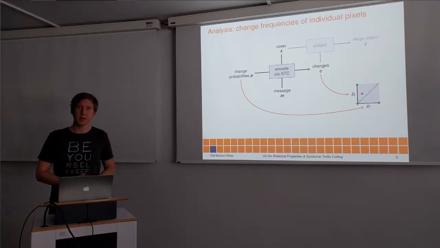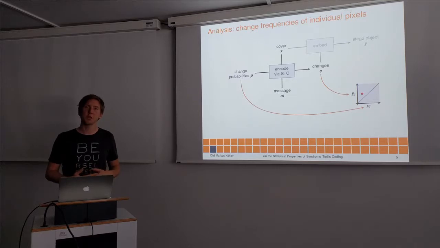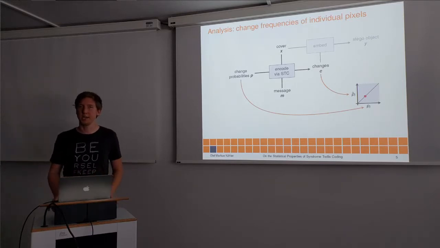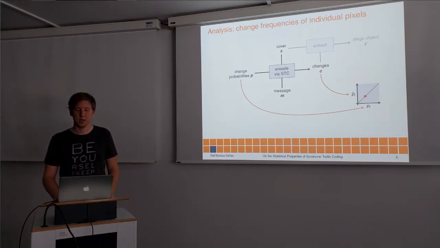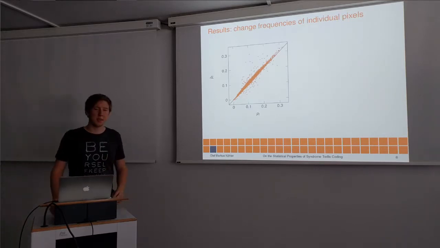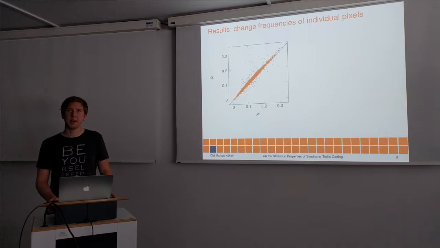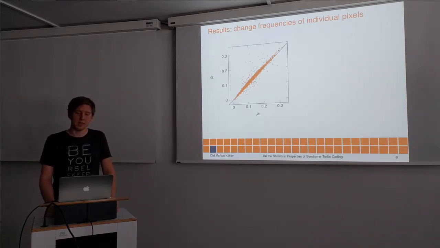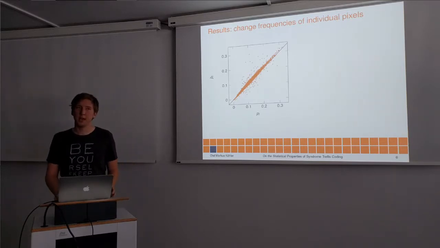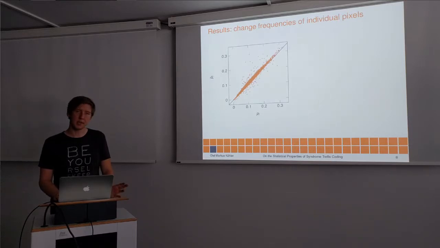So a dot above the main diagonal means this is a pixel that is changed more often than we would like it to be changed, and a pixel on the main diagonal is a pixel that is changed exactly as often as we would like. Here is such an example, and what you can see is there are a lot of dots around the main diagonal, so a lot of pixels are actually changed with a frequency similar to the desired probabilities. However, there are some significant outliers, and we wanted to understand why these outliers are there, and therefore we annotated these outliers with their position in the object.